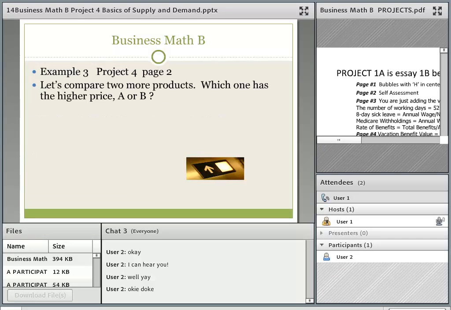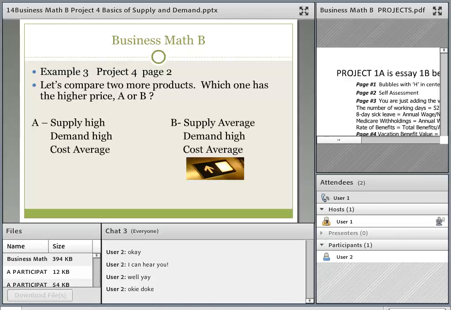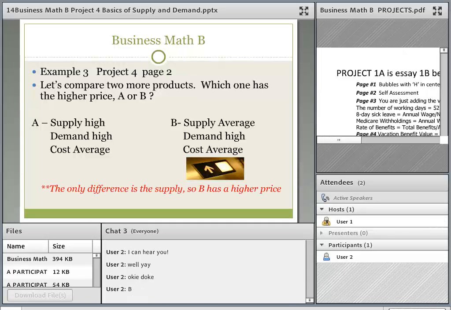Here's another example. Project 4, page 2. We're going to compare two more products. In this one the supply is high, so we said that makes the price lower. There's a whole bunch of them, right? The demands are the same and the costs are the same. So which one's higher? Well, we know because A says there's a lot in supply that that's going to be the lower price. So we know that once again, B has the higher price.